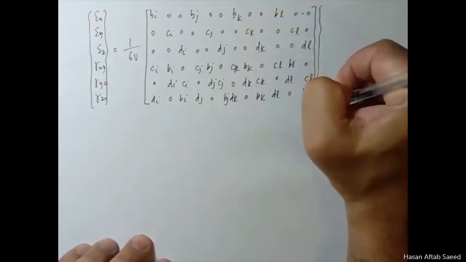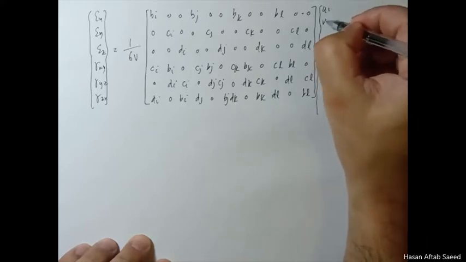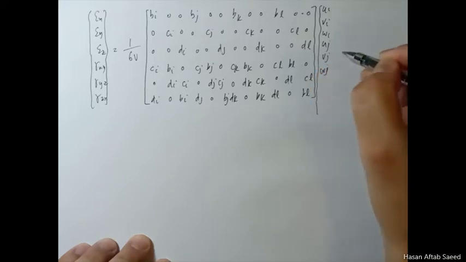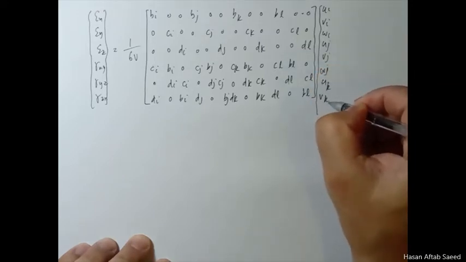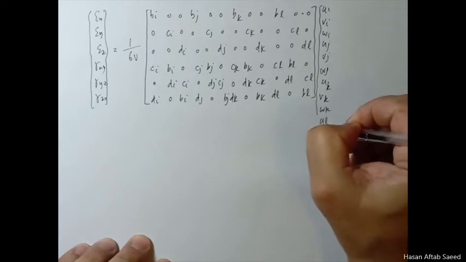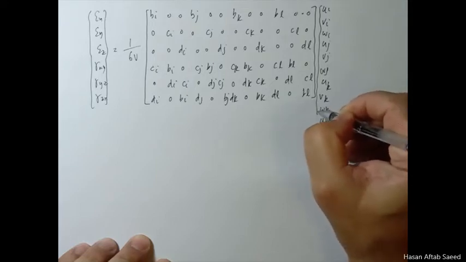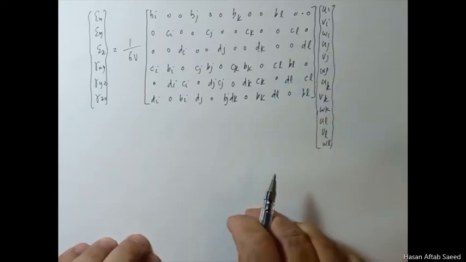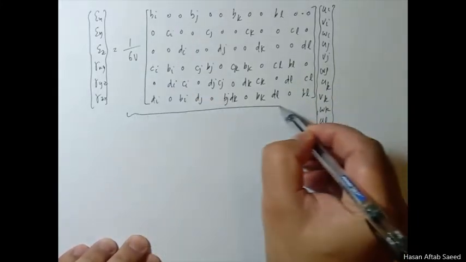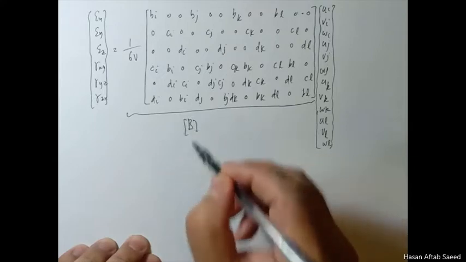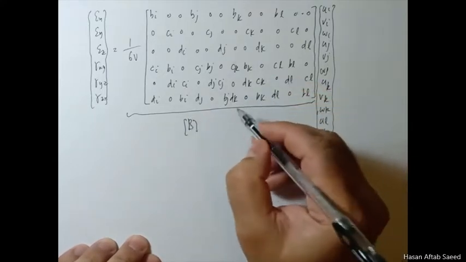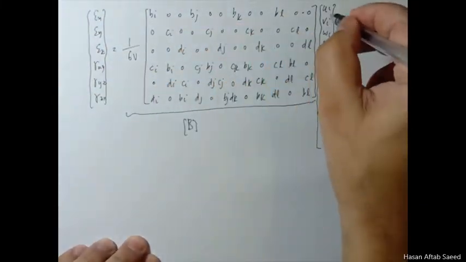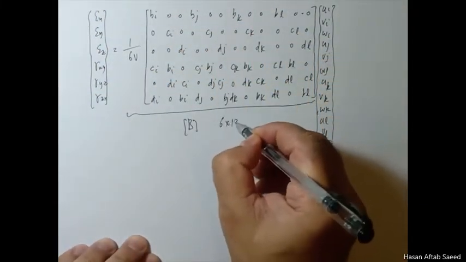This vector doesn't change. You have 12 degrees of freedom, so ui, vi, wi, uj, vj, wj, uk, vk, wk, ul, vl, wl. These 12 degrees of freedom for each element don't change. Now this matrix is the B matrix, and its size is 6, because there are 6 components, into 12, because there are 12. So it's 6 into 12.